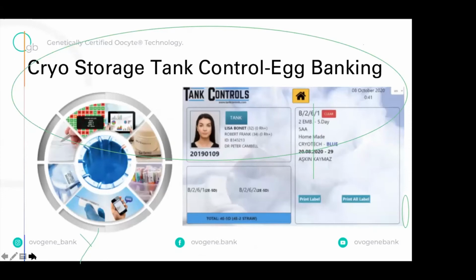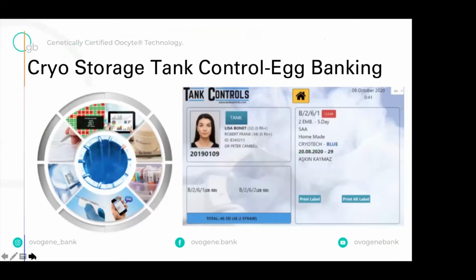So how are we doing cryo storage tank control during egg banking? We are talking about many donors, many donor eggs, 1,000 eggs, maybe more than 1,000 in a month. So how are we controlling the storage? Because it is still crucial, when we load these eggs for the final customer, to be very careful not to cause any damage during the loading.